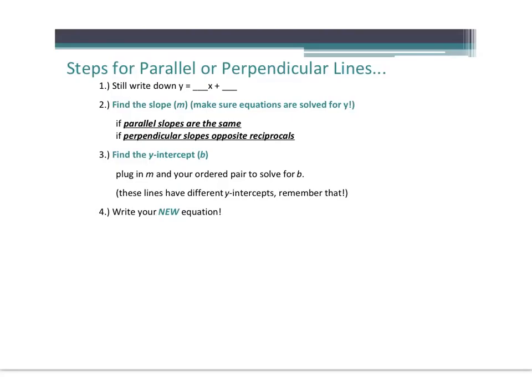Plug in your m and your ordered pair so that way you can find that b value. And a big thing, write your new equation. This is the step that some of you guys forget. You tell me what b is, or you just tell me the slope, but you're not writing the new equation. All of your equations will end up like we have in step 1. Y equals a number, x plus a number. So when I look at your assignments, all of them should have something like this, but with numbers filled in those 2 spots. If not, it's an automatic redo.